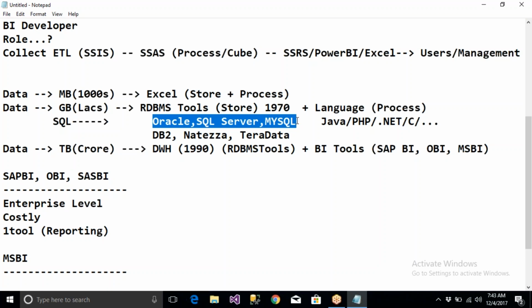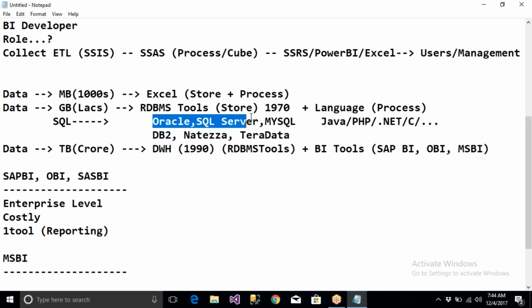Then IBM said, no, this is not the way. We should have a very simple, very small language. So they derived the SQL language, structured query language, to store the data and to retrieve the data. If somebody says SQL and SQL Server, are they the same? The answer is no, because SQL is the language name. Microsoft thought this was very good, so they gave their software the name SQL Server. SQL Server is an RDBMS tool, Oracle is an RDBMS tool, and MySQL is an RDBMS tool.